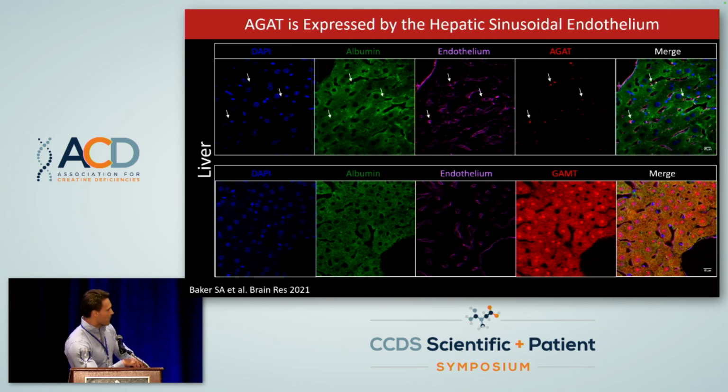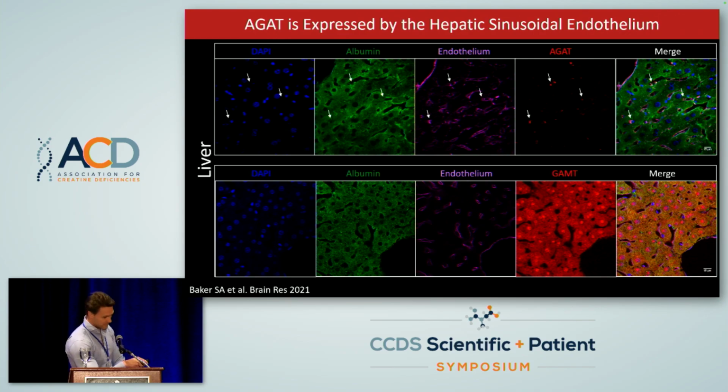We can mark the hepatocytes with the marker albumin. In contrast, we can mark the endothelium, the cells that line your blood vessels, with a different marker. And when we do that, we were actually able to detect AGAT presence inside the liver, and it was coming from the endothelium.